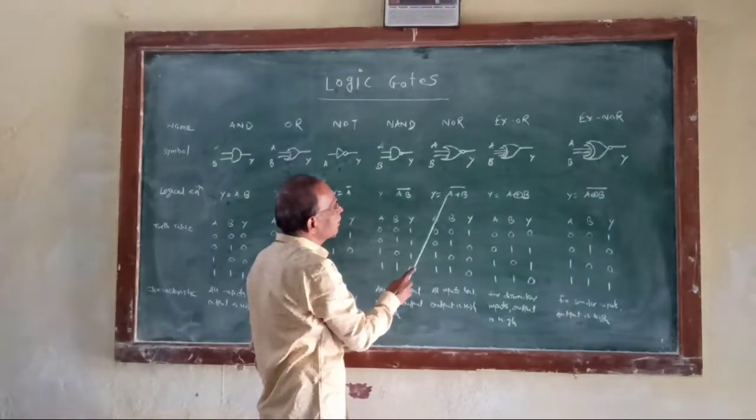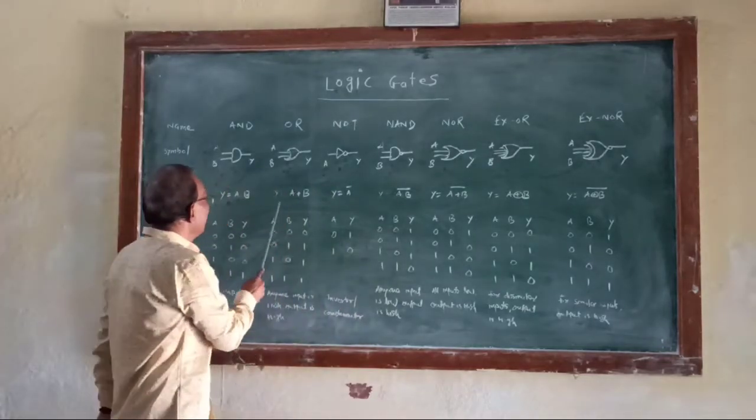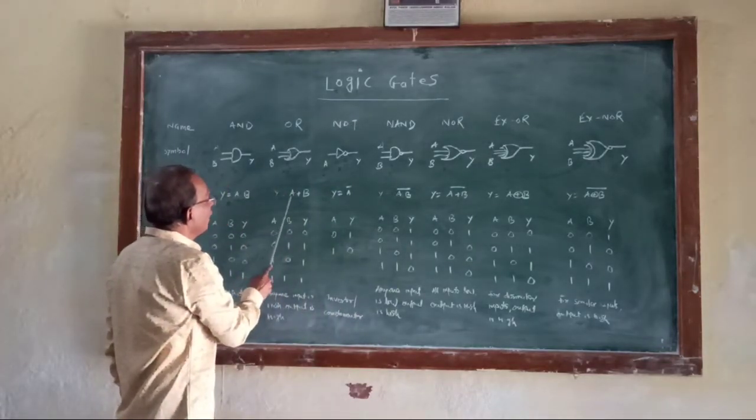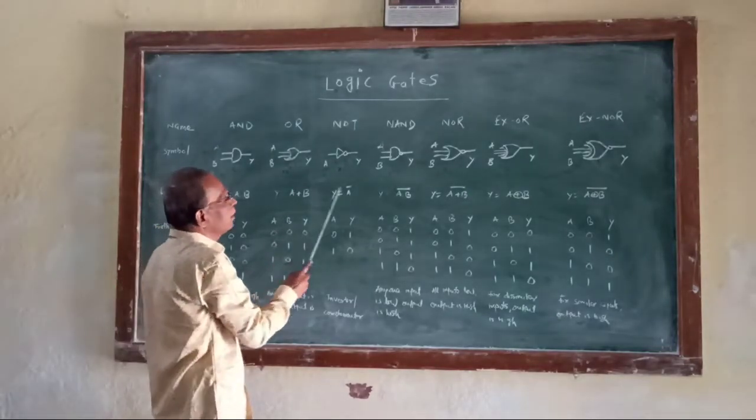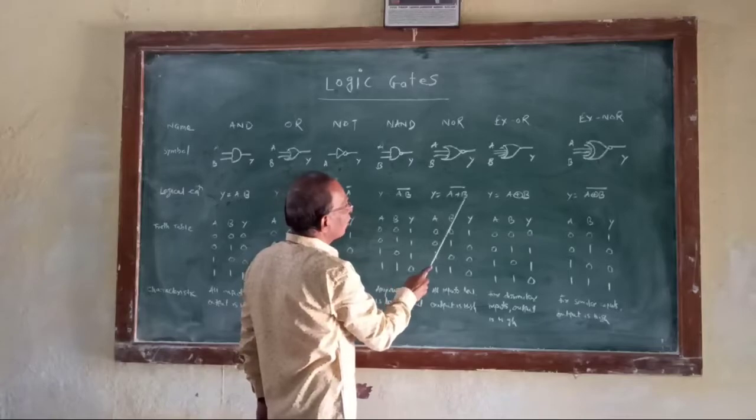So therefore Y is equal to A OR B whole bar. Y is equal to A OR B, that is the logical equation of the OR gate. Now it is to be totally inverted. So Y is equal to A OR B whole bar.